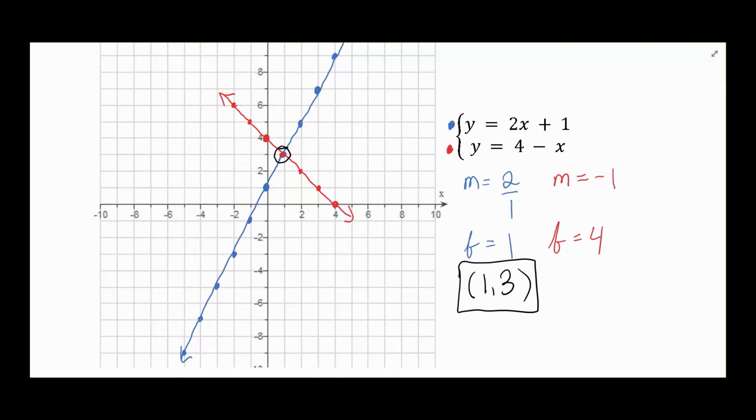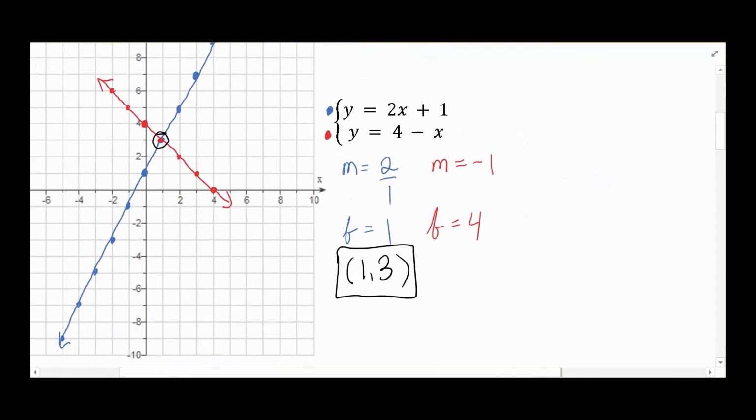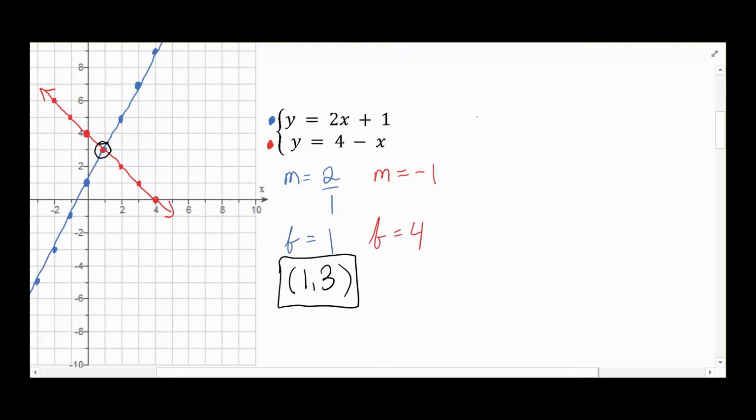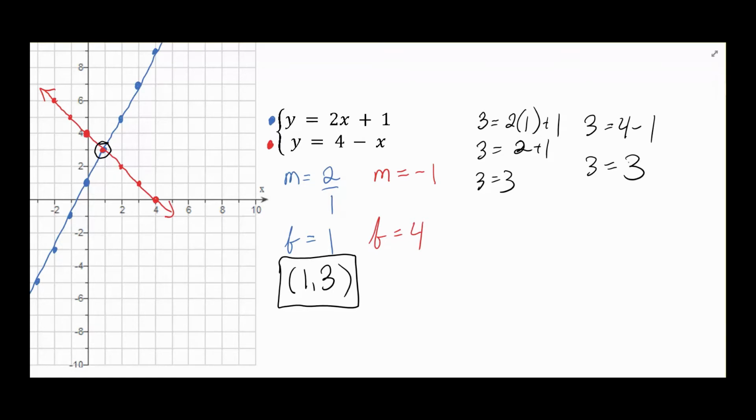We could check this solution by plugging it into both equations and making sure it's true in both equations. So if I put the 3 in for y and the 1 in for x, I should end up with a true statement. 3 equals 3. And same thing for the second equation. If I put the 3 in for the y and 1 in for the x, I should end up with a true statement. And sure enough, it's true for both, so I know that 1, 3 is in fact the true solution to this system of linear equations.